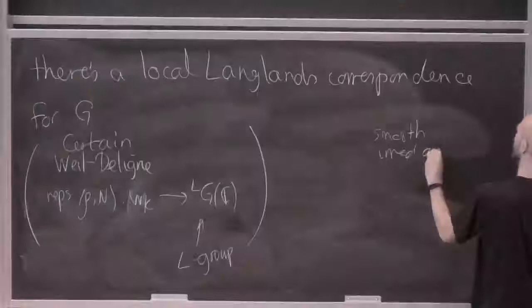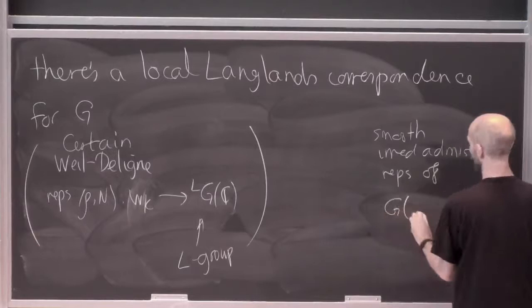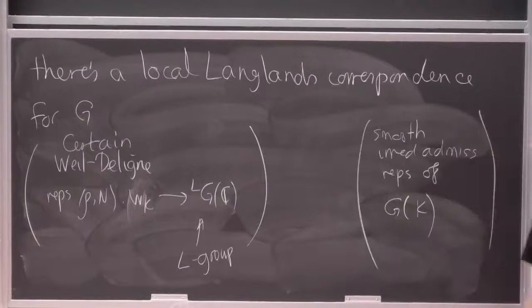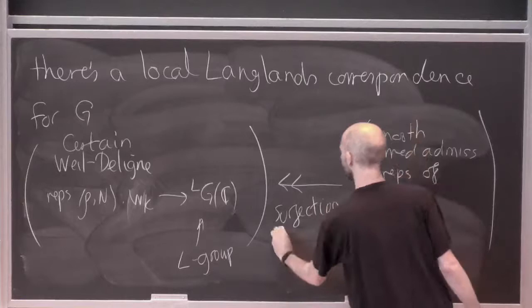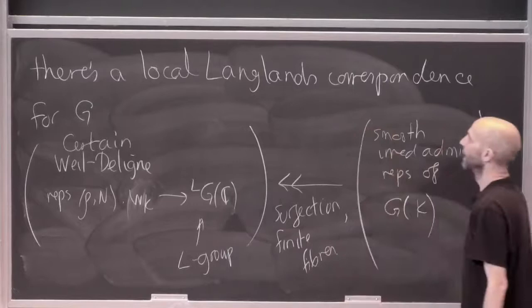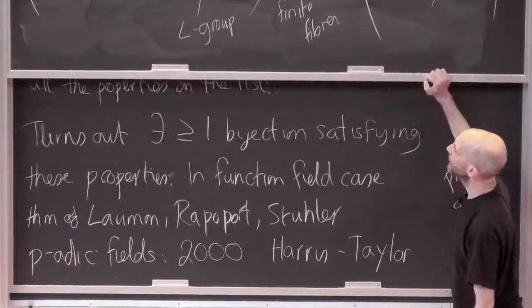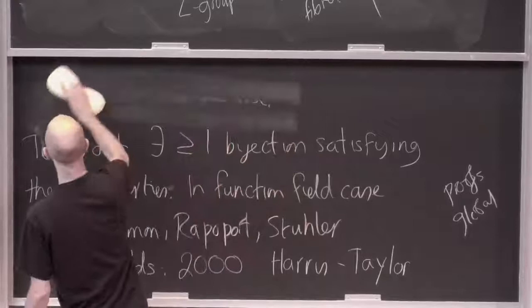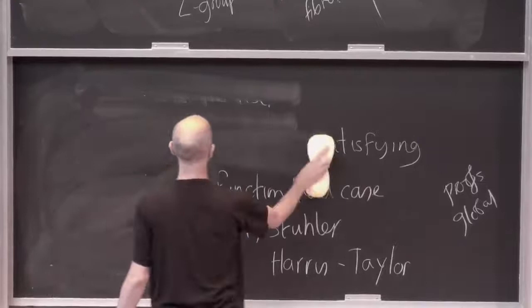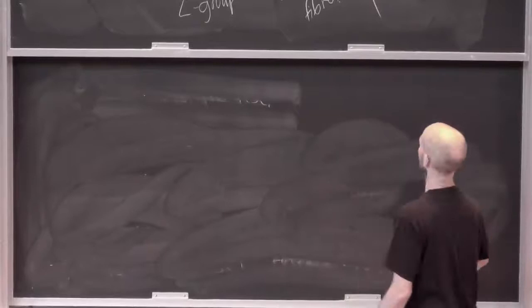And these are supposed to correspond to smooth, irreducible, admissible representations of G, we don't have the duality on this side. And it's not a bijection. It's supposed to be a surjection with finite fibers. And here, the theory is, in some sense, in its infancy, because that surjection with finite fibers is supposed to be canonical, and by canonical we mean it satisfies a big list of properties. But that big list of properties is not yet known to uniquely characterize a surjection.